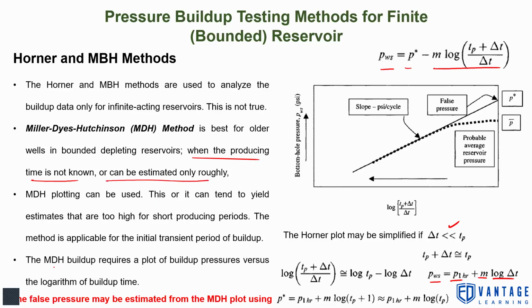So MBH requires a plot of build-up pressure versus the logarithm of build-up time. So P star will now be P1 hour plus M log TP, or M log delta T. Whenever TP is known and delta T is 1, this is M log TP because log 1 is 0.